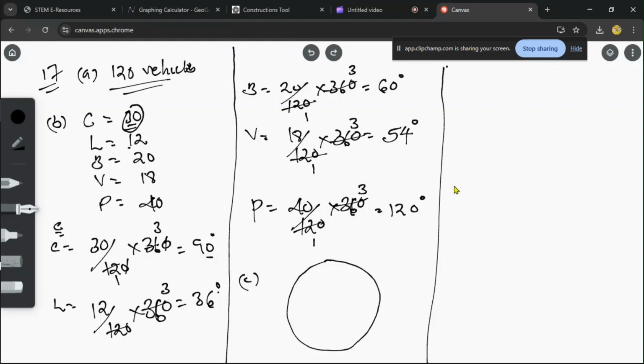So I'll come and do this. Divide this one. So this is the center. I begin with the first one. For car, I get 90 somewhere there. So this one is 90 degrees. Then for bus, 60, maybe somewhere there. Then 54 degrees. Then for lorry, we have 36. Sorry, I did not put 36. Then you're having 54. This one, 60. 60, we have that one. Then the remaining one is 120.